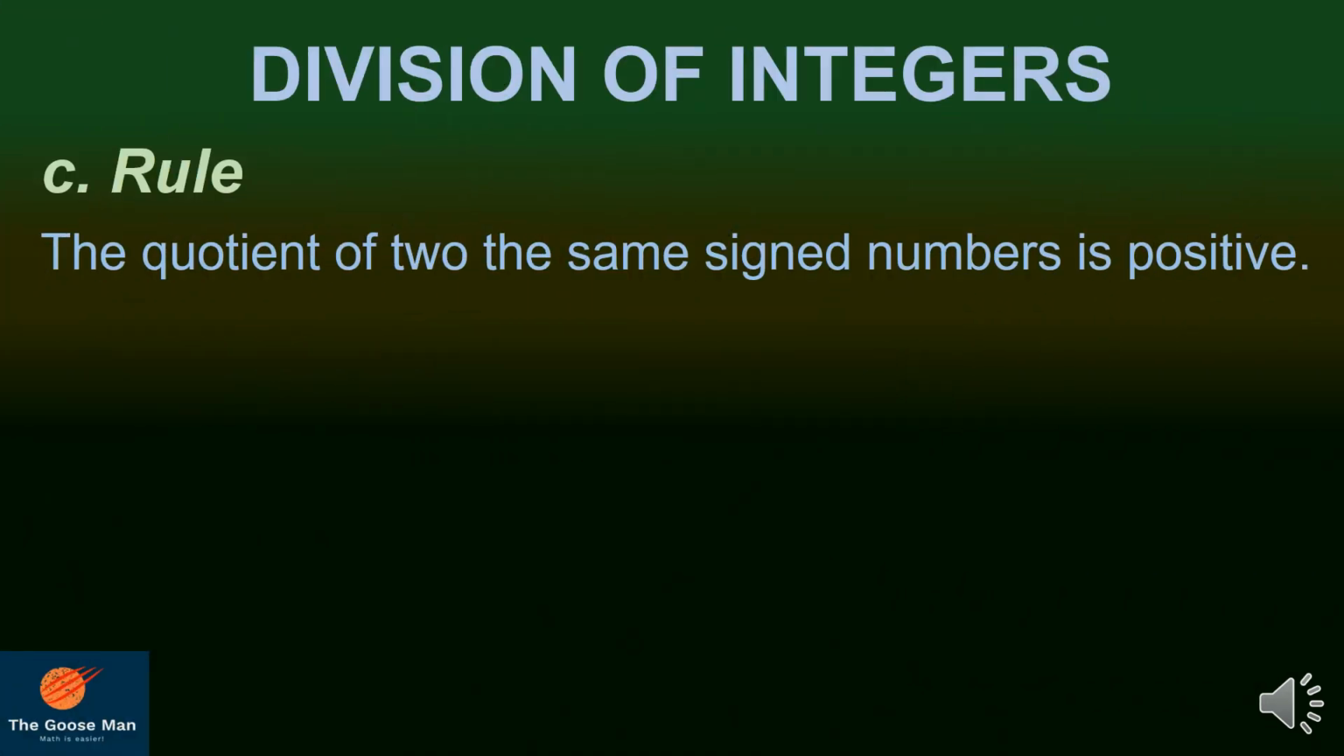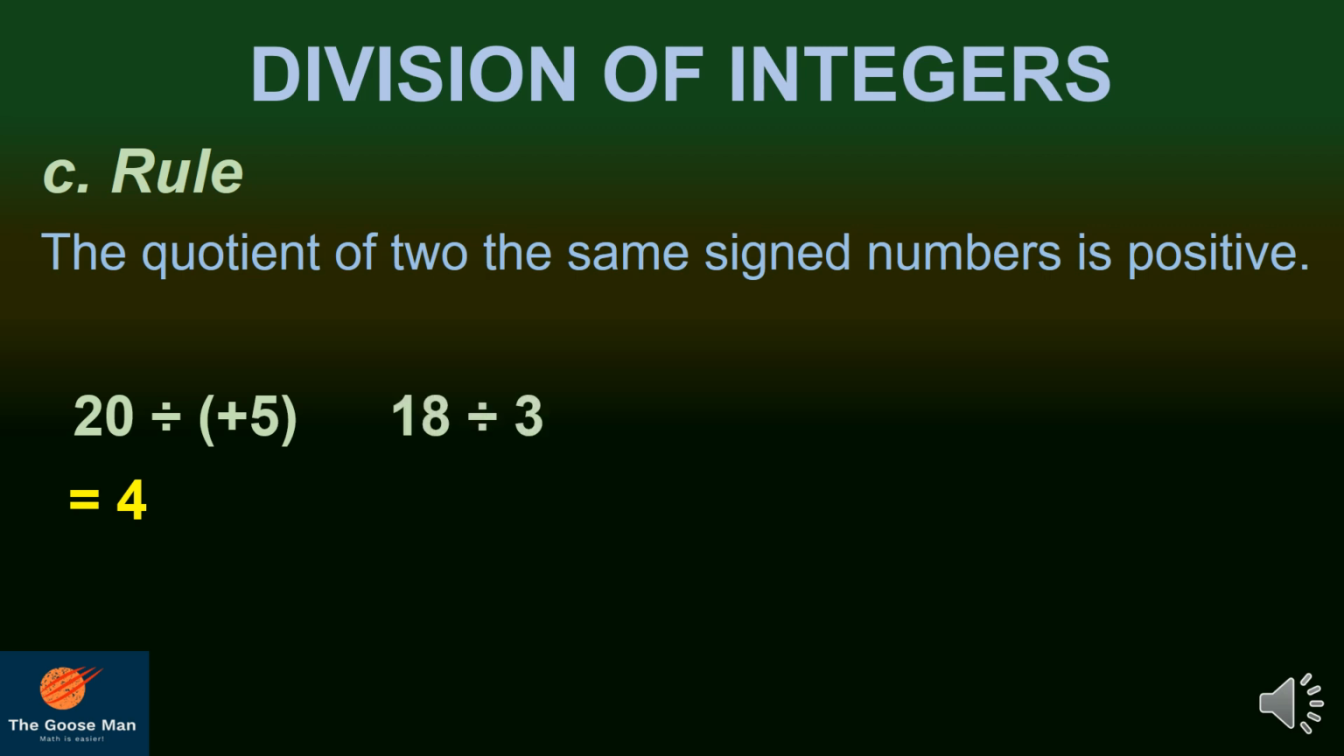The rules in division of integers are almost the same as multiplication of integers. Let's have the first rule in division of integers. The quotient of two same sign numbers is positive. Let's have an example. I have positive 20 divided by positive 5. So I have two positives, and if we divide them, the quotient is positive. So we have positive 4. 20 divided by positive 5 is equal to 4.